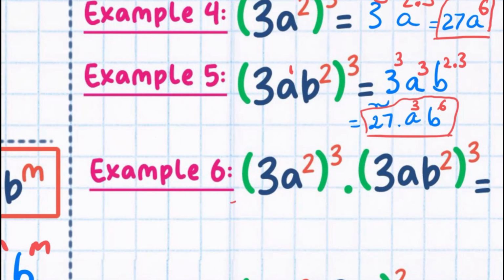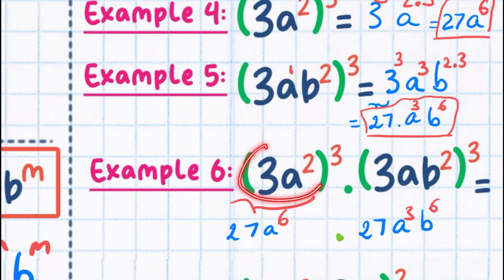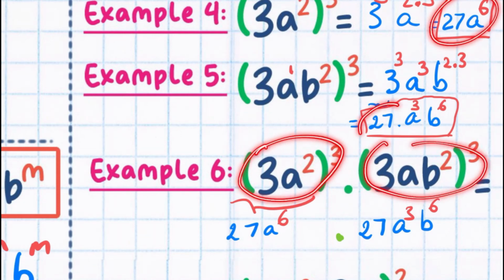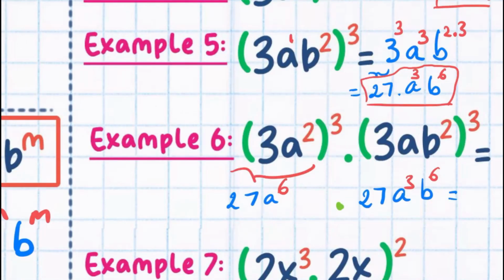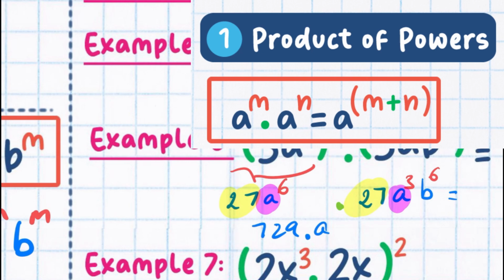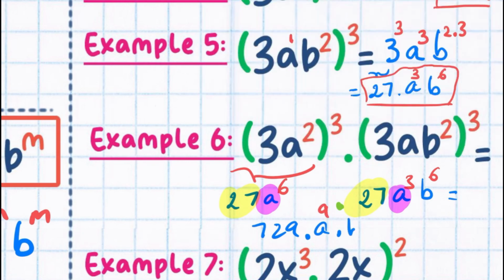So I'm rewriting the answer for this one, which was 27a to the power of 6 multiplied by 27a to the power of 3, b to the power of 6. So this is my answer for this. This is my answer for this. We are multiplying them to each other. Okay, so I'm multiplying my coefficients. 27 times 27 is equal to 729 multiplied by a to the power of 6 plus 3, which is 9, times b to the power of 6. This is my final answer.